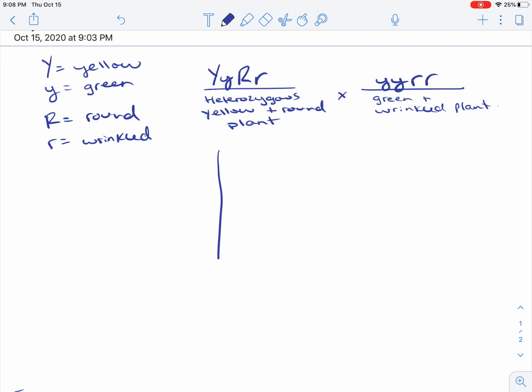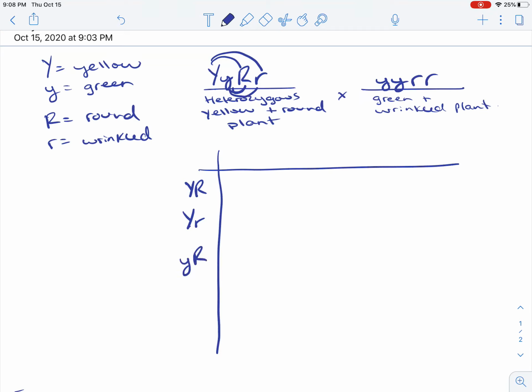Now, if we were completing a large Punnett square for this, again, we're going to FOIL this parent, so big Y, big R, first terms, outside terms, big Y little r, inside terms, little y and big R, and our last terms, which are little y and little r. We're saying that there's a 25% chance for each of those gametes to be produced in that parent pea plant.